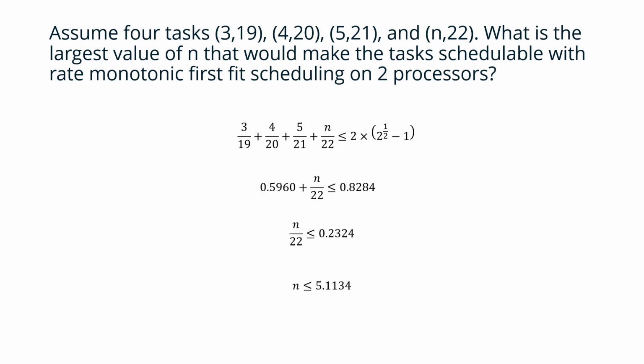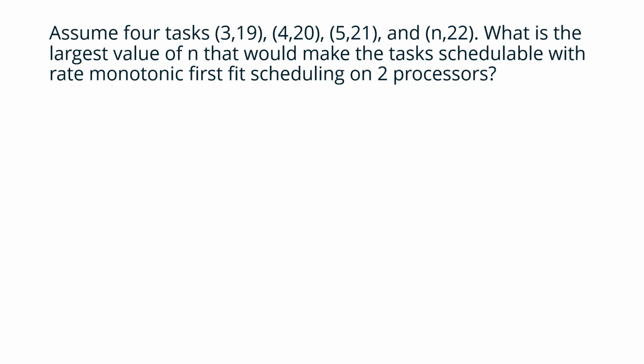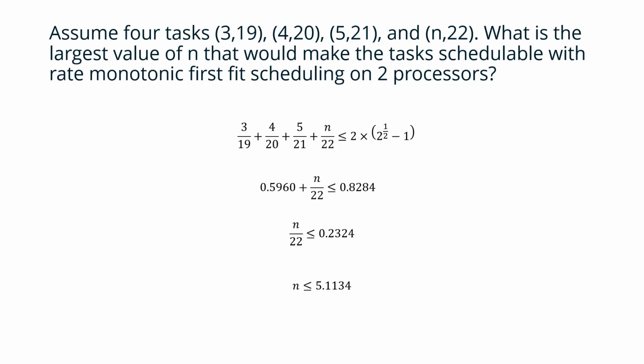Assume 4 tasks. What's the largest value of n that would make them schedulable with rate monotonic scheduling on 2 processors? I've got a variable n in there, so you just have to use the equation I gave you, where the utilization must be less than or equal to 2 times (square root of 2 minus 1), which is about 0.41. Actually 0.4142, I guess. And then you double that, so 0.8284. So the utilization has to be less than or equal to 0.8284, which it would be as long as n is less than 5.11. But I think on the quiz I assumed it was an integer, so it was rounded down to 5 on the quiz.